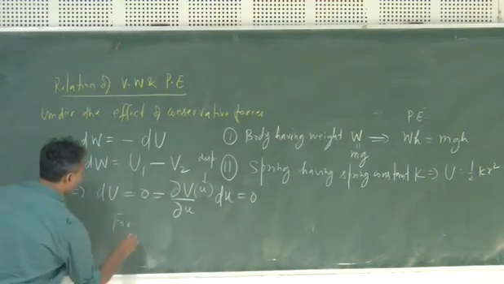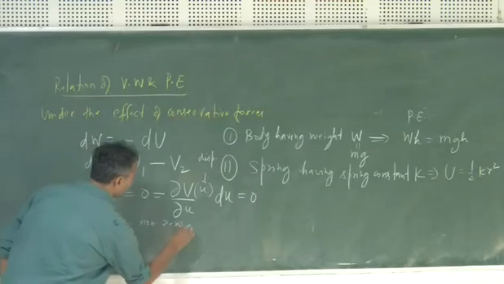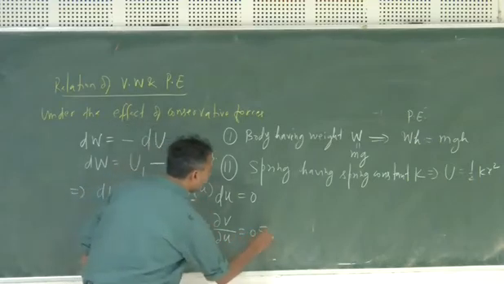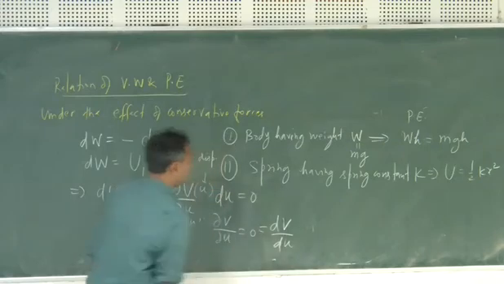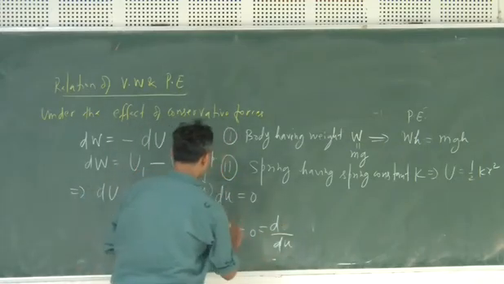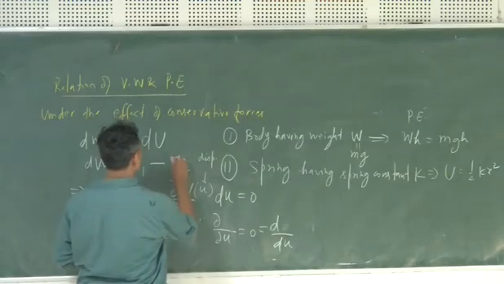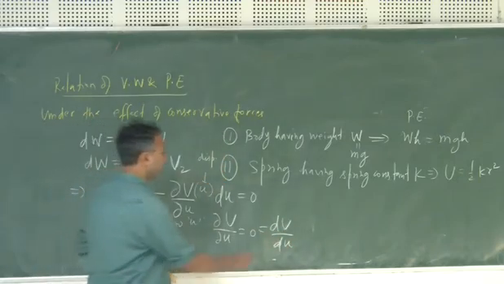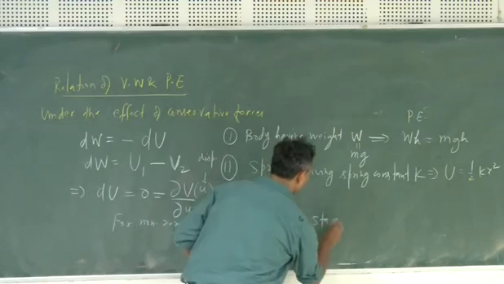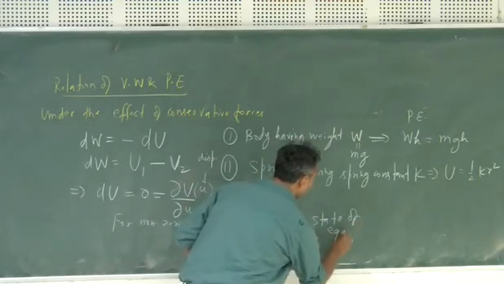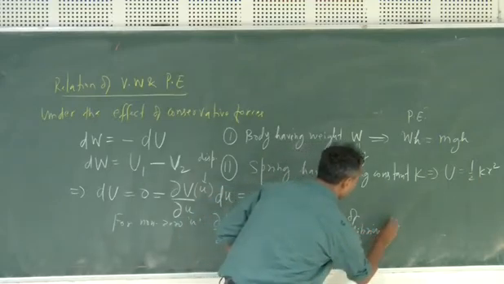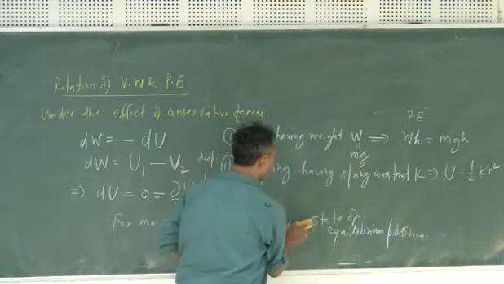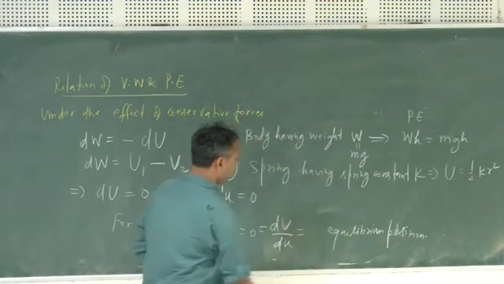So for non-zero du, your dV by du equals 0. Since it depends on one parameter, it is similar to saying dV by dU equals 0. This will give you the equilibrium position. But it's wrong to write state. It just gives you the equilibrium position.